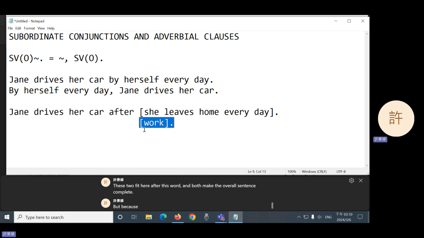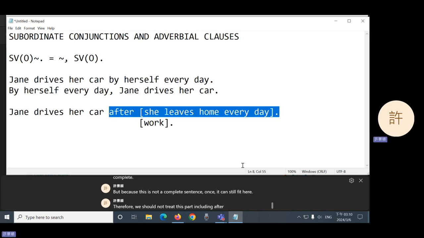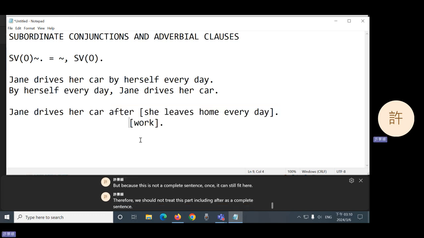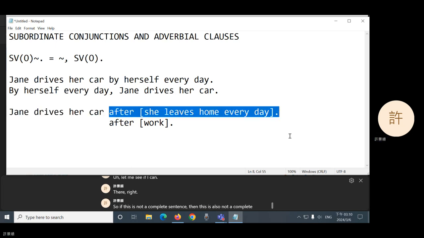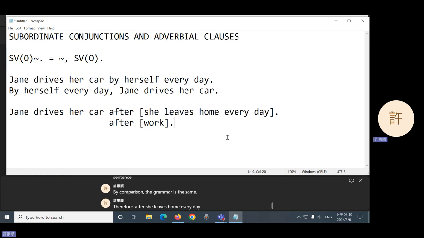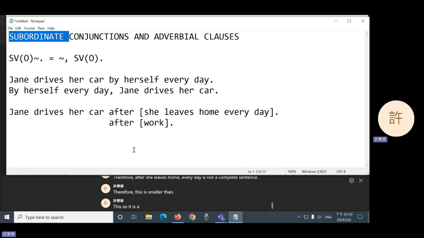But because this is not a complete sentence, once it can still fit here, we should not treat this part, including "after," as a complete sentence. There, right? So if this is not a complete sentence, then this is also not a complete sentence. By comparison, the grammar is the same, therefore "after she leaves home every day" is not a complete sentence. Therefore, this is smaller than this. So it is a subordinate conjunction. It connects these two parts, but not equally.